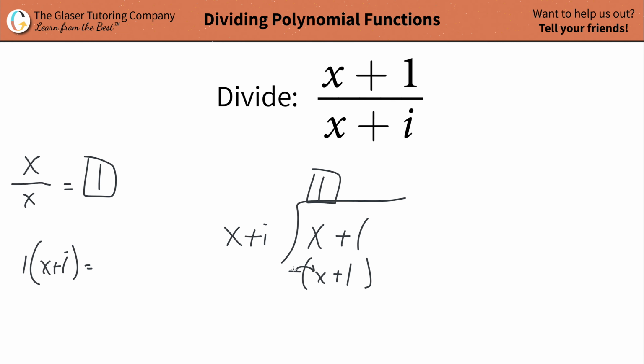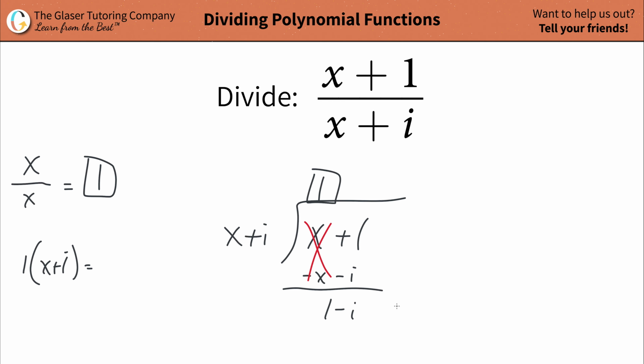Now, distribute that negative sign to each of the terms. So when you do that, it's a negative x and negative i. Then you're going to do the math. So x minus x is just nothing. And then 1 minus i, and that's all that's left. I'm sorry, I'm feeling a little bit under the weather, and apparently it's affecting the neurons in my brain.